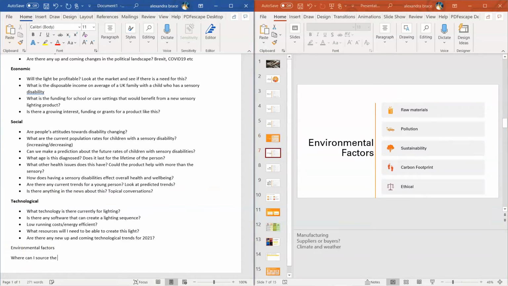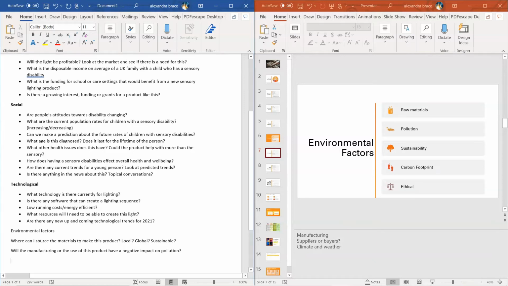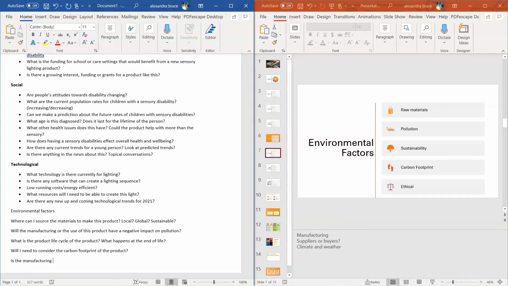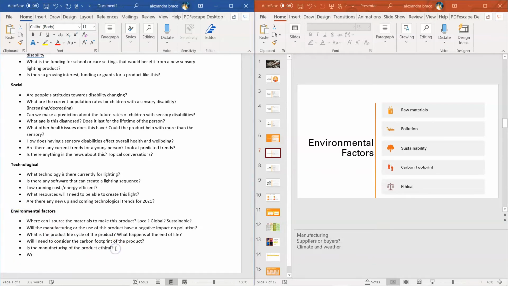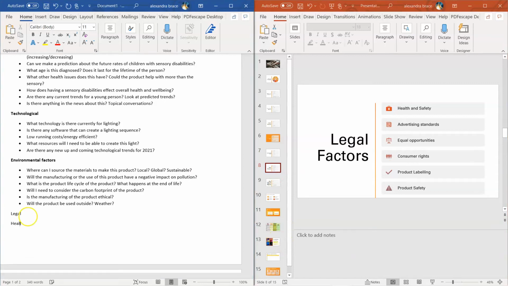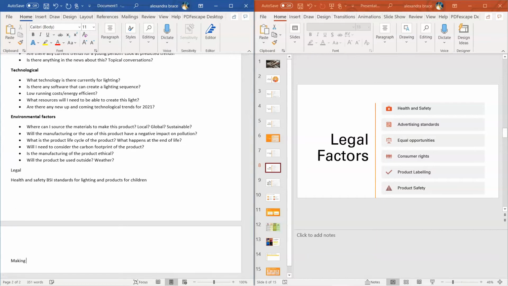Now I'm looking at the environment, so I'm looking at raw materials. So where can I source the materials for this product? What about pollution? Are there any sustainability factors that I need to consider? Will I need to consider my carbon footprint? This also links to political because you've got the government's carbon footprint, things that you need to take into consideration, and also will my product be ethical? So I've thought, is the manufacturing ethical? Could I use it outside? What's the product life cycle of the product? What happens at the end of life? So these are all environmental factors I might need to consider.